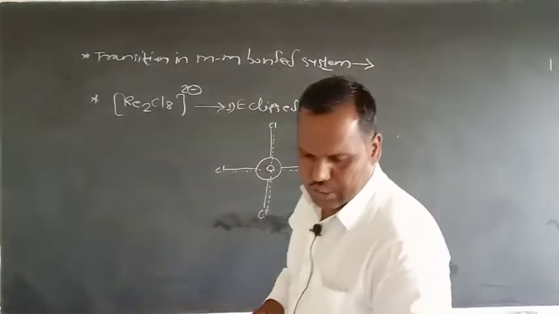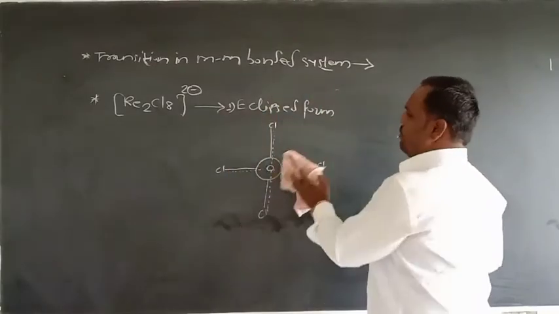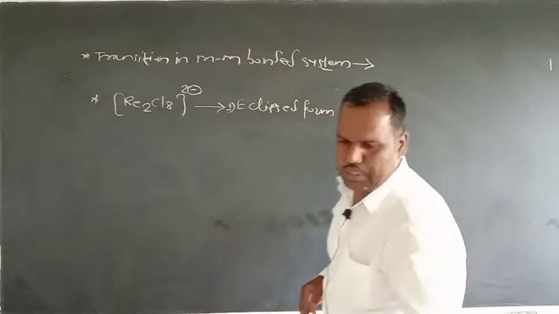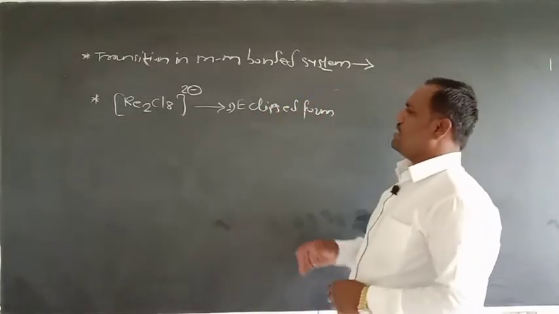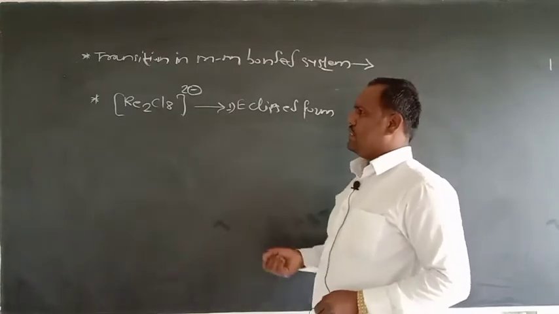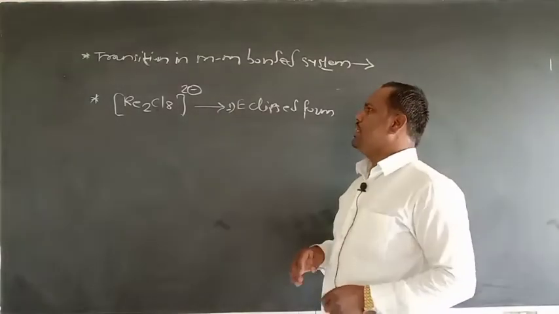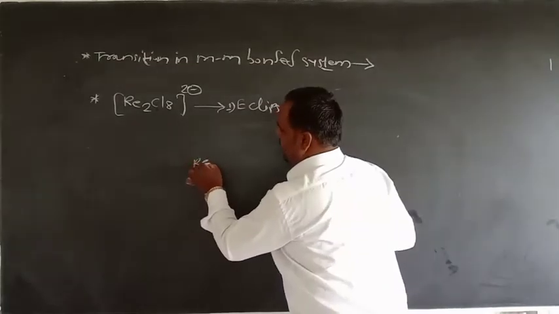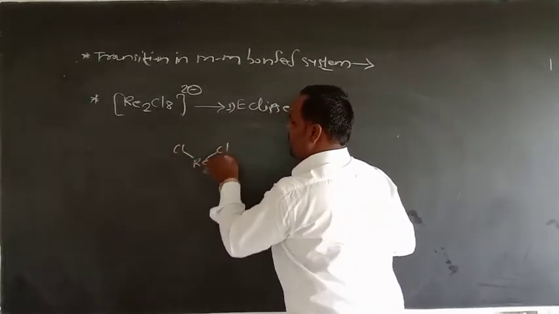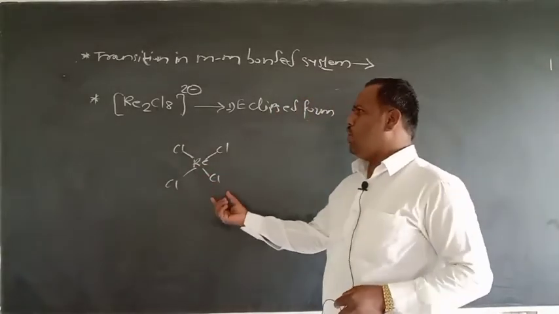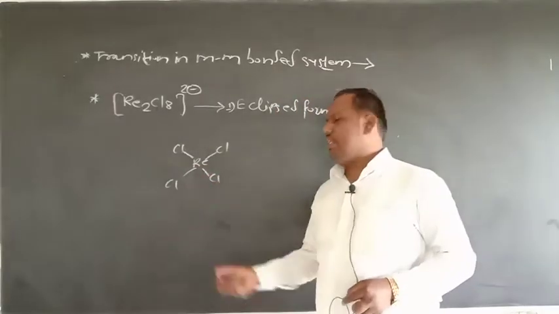Due to the eclipsed form, the dx square minus y square orbital of each metal atom is involved in bonding with the ligand attached to the metal, and therefore only one delta bond is formed. If you consider this rhenium with four Cl, it is a square planar complex, or square planar geometry.